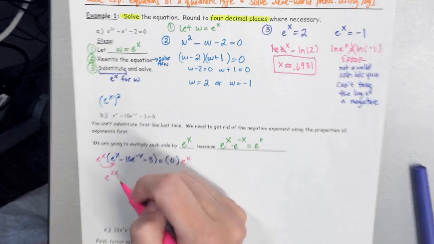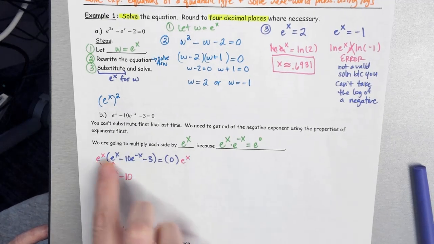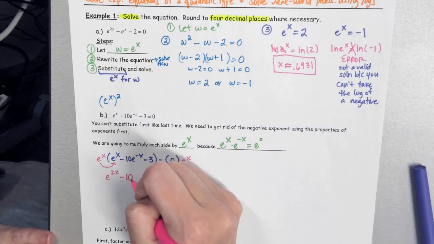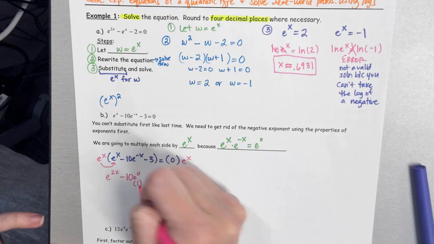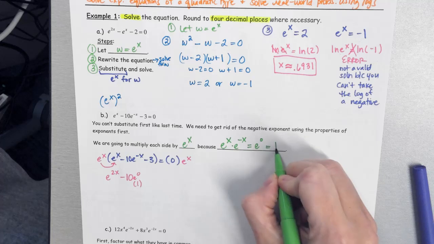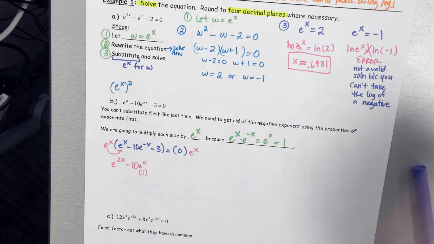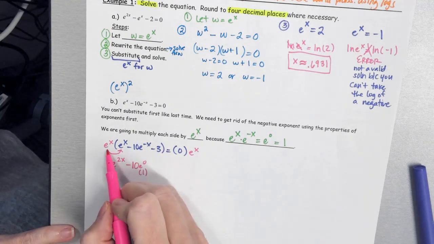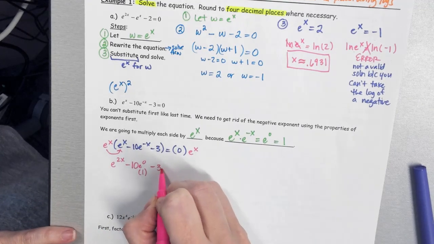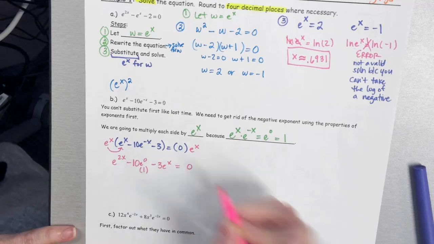And then here we talked about this, right? When you multiply e to the x times e to the negative x, that's going to be e to the 0, and we're going to replace that with a 1. Okay, because anything to the 0 power is going to be 1. Okay, and then we're going to distribute here, so you have minus 3 e to the x, and then this side is going to be 0.